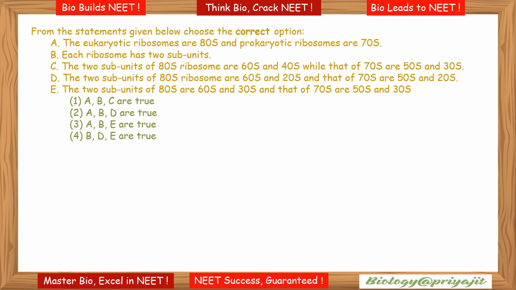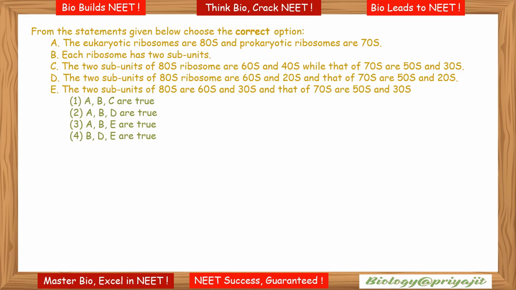Next question, from the statements given below, choose the correct option. The eukaryotic ribosomes are 80S and prokaryotic ribosomes are 70S. Each ribosome has two subunits. The two subunits of the 80S ribosome are 60S and 40S, while those of the 70S are 50S and 30S.